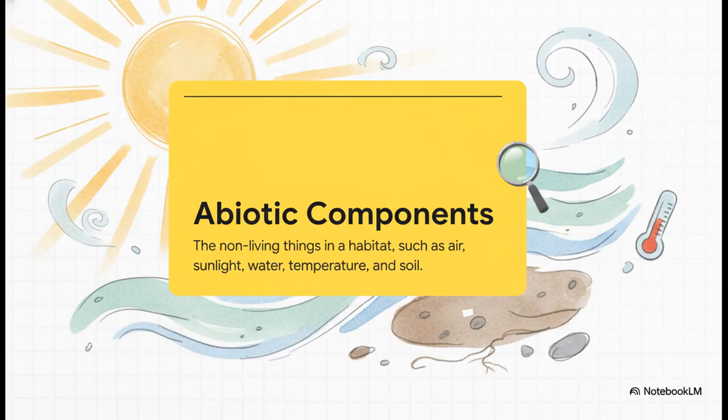And every story needs a setting, a stage for the action. That's where abiotic components come in. This is all the non-living stuff, the sunlight that gives energy, the water, the dirt, the temperature. These things set the stage and dictate the rules our living characters have to play by.